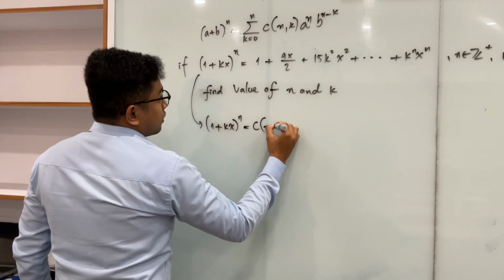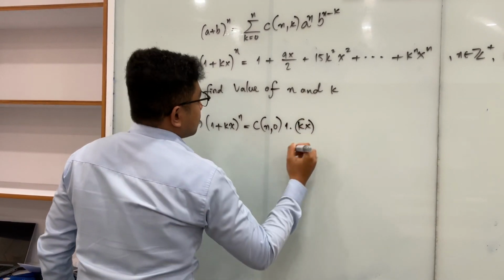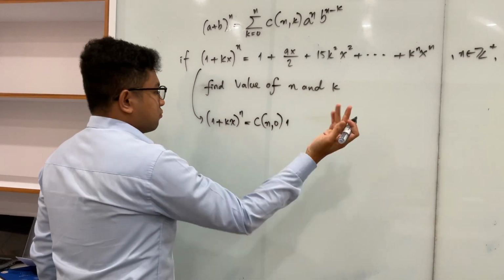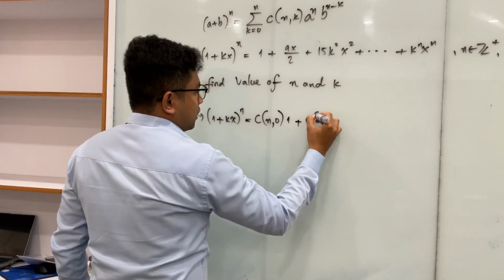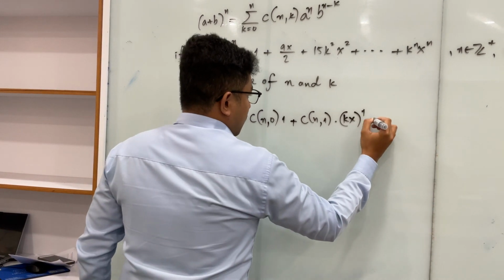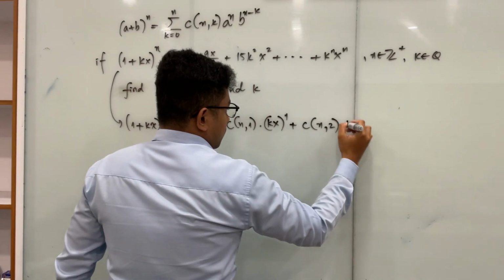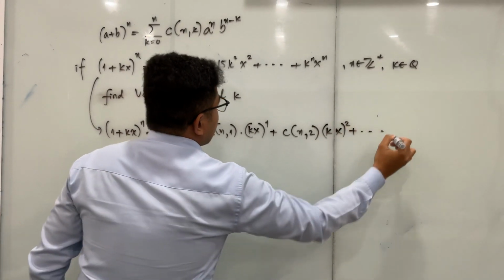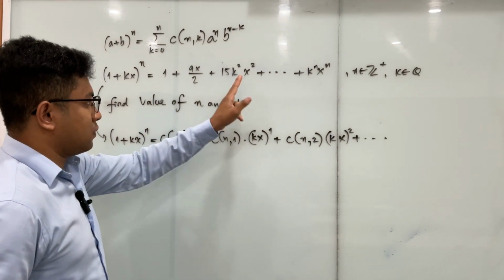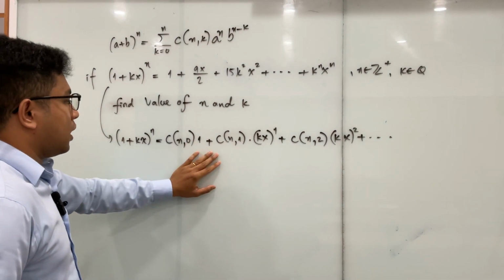So we can say here (1 + kx)^n equals C(n, 0) times 1 times (kx)^0, which is to the power of 0, so that means nothing, we can just not write it. And then C(n, 1) times kx to the power of 1, plus C(n, 2) (kx)², and so on. I just expand until this because we are already given this term, so we can compare and find the values of k and n by using this.